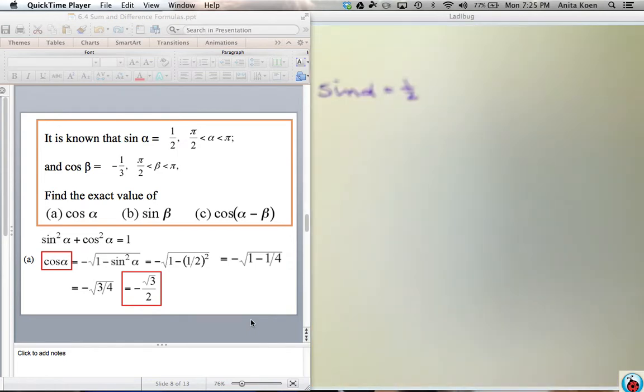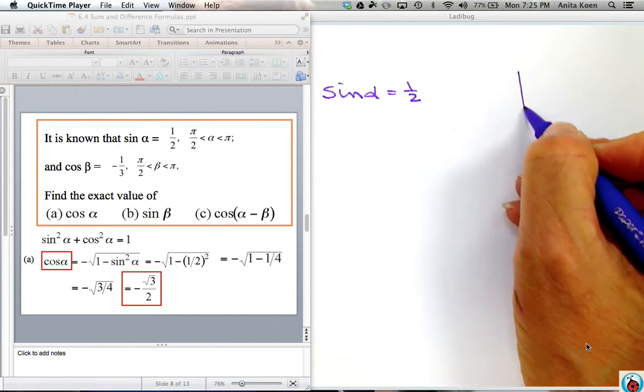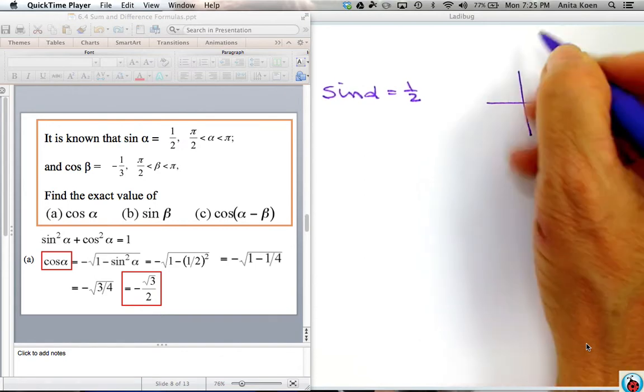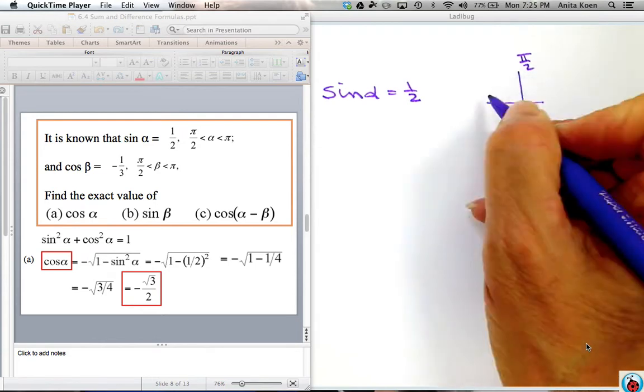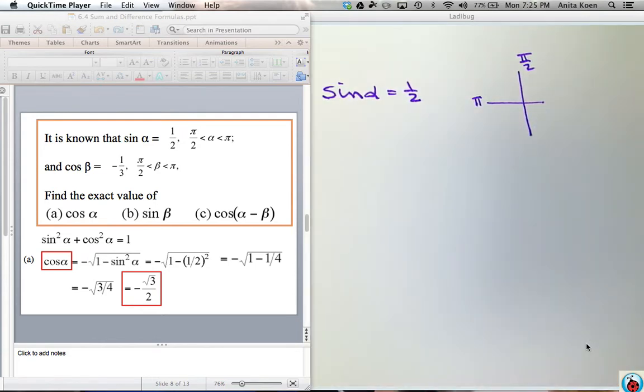And that alpha is between pi over 2 and pi. So that means that alpha is going to be between pi over 2 and pi. So that's going to be in quadrant 2.